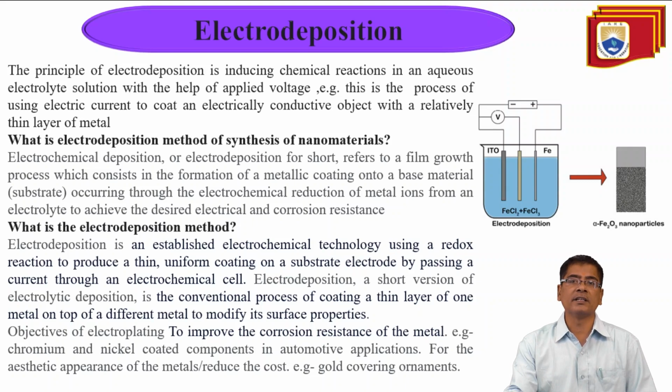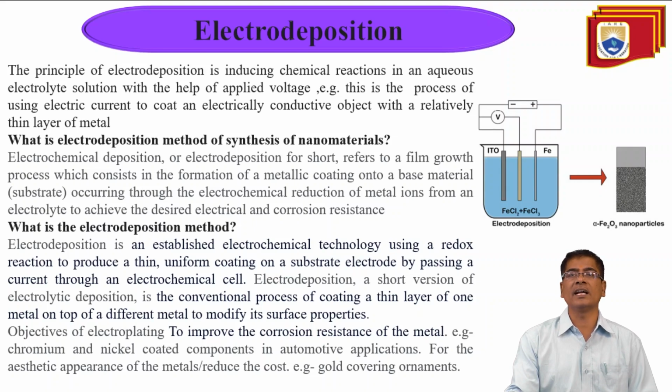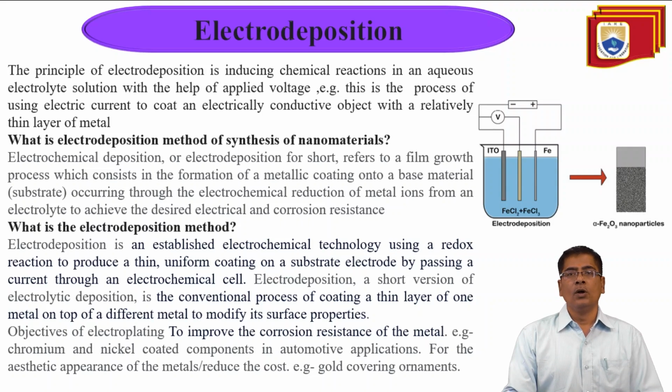So electrodeposition is nothing but the principle of inducing a chemical reaction in an aqueous electrolyte solution with the help of applied voltage. For example, this is a process of using electric current to coat an electrically conductive object with a relatively thin layer of metal. So what is the electrodeposition method of synthesis of nanoparticles?